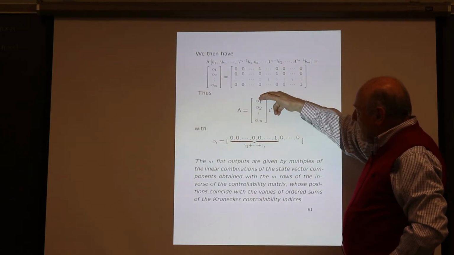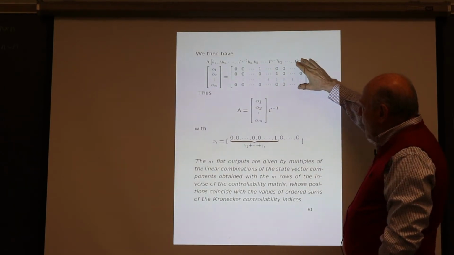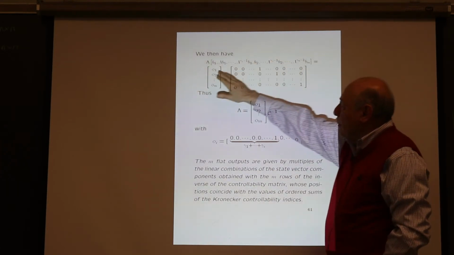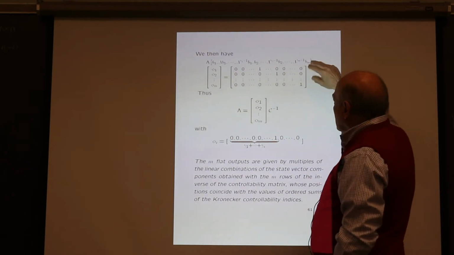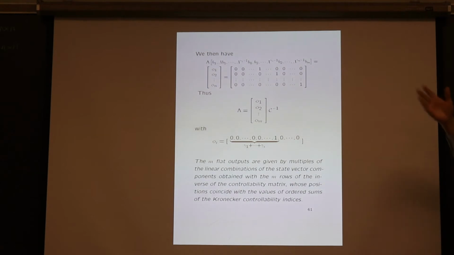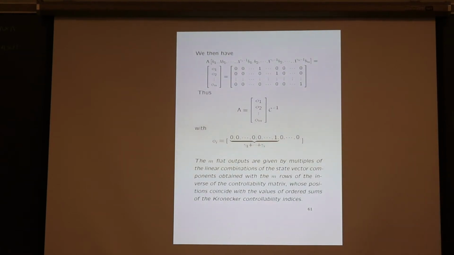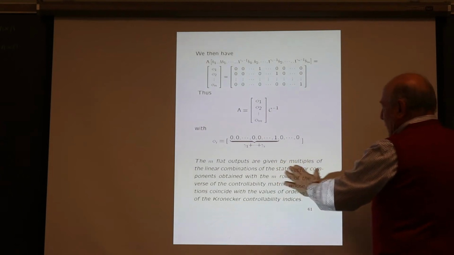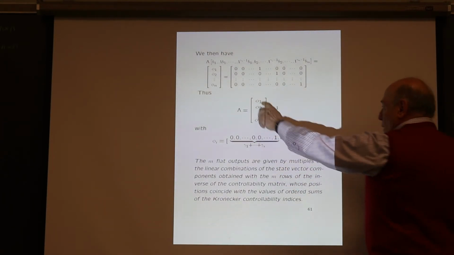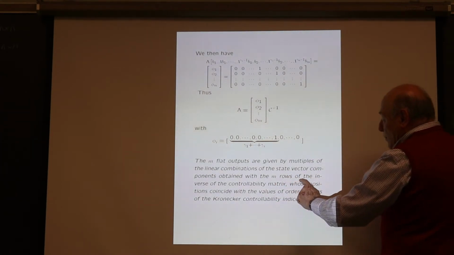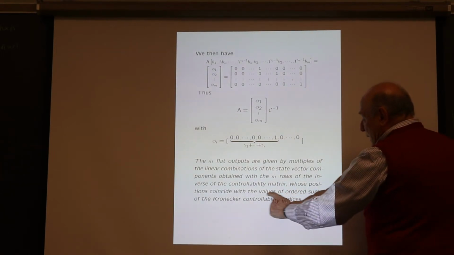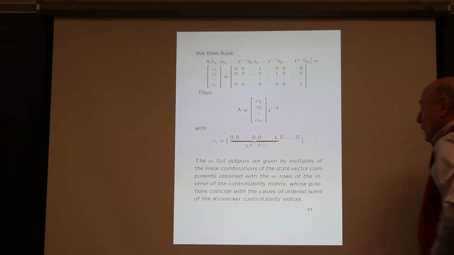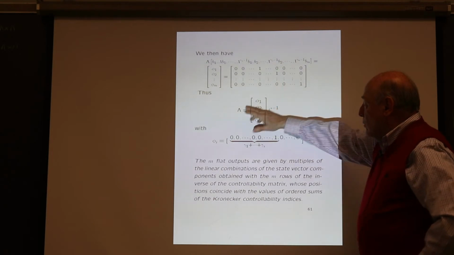So the observability matrix is this set of very simple rows of zeros and ones multiplied by the inverse of the controllability matrix. So the observability matrix is the inverse of this matrix multiplied by this matrix, which reflects all the Kronecker controllability indices, matched with the Kronecker observability indices. So this gives us a way, by using these matrices as part of the state coordinate transformation, that the m flat outputs are given by multiples of the linear combinations of these state vector components obtained with the m rows of the inverse of the controllability matrix, whose positions coincide with the values of the ordered sums of the Kronecker controllability indices. This is precisely the matrix that allows you to compute.